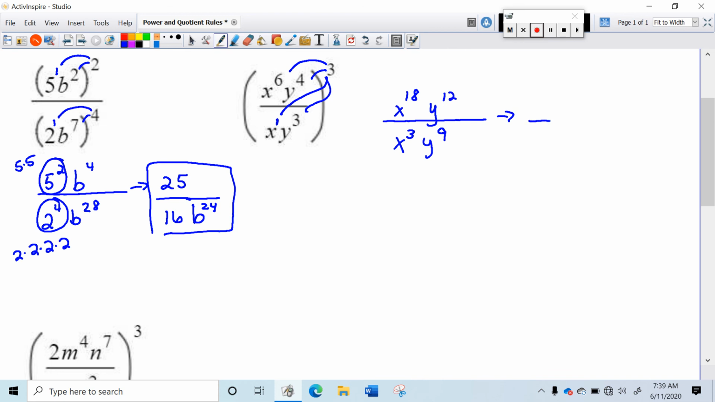Now, the biggest exponent for the x is on the top, so we subtract the exponents. 18, take away 3 is 15. The biggest exponent for the y is on the top. Subtract the exponents. 12, take away 9 is 3. We don't have a denominator in our answer. That's the answer right there. X to the 15th, y cubed.